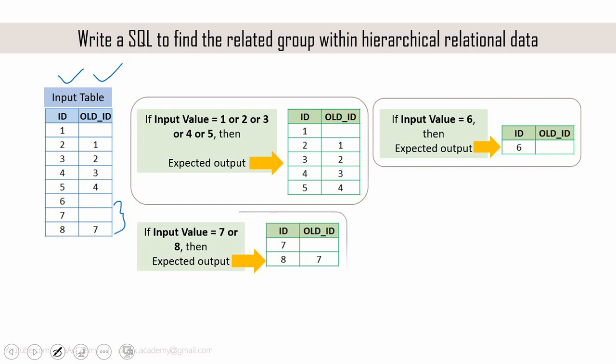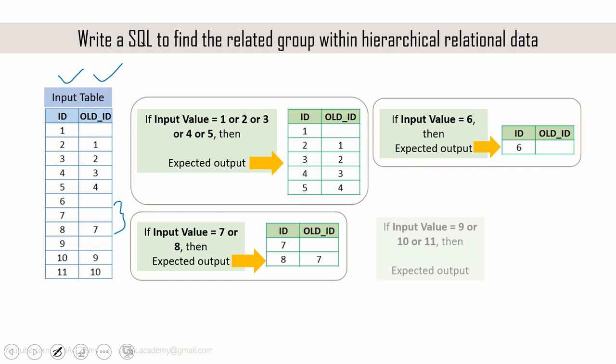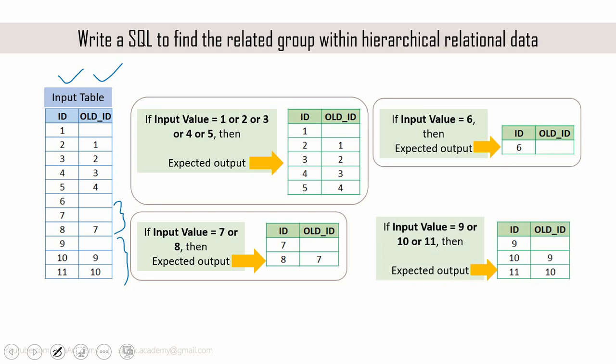Let us take one more set of input. Let's assume that we have an ID 9 which was renamed to 10. Again the 10 was renamed to 11. So if we pass any of these values, either 9 or 10 or 11, then the expected result is that we should get the entire set, starting from 9 till 11. So this is the expected output.